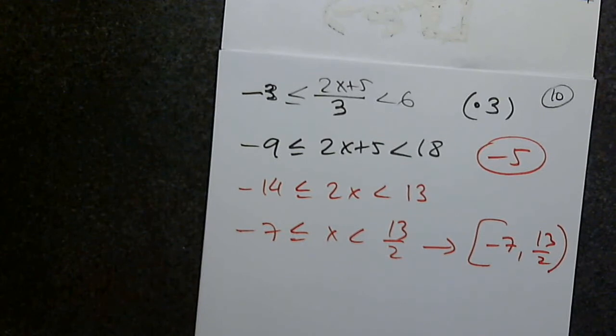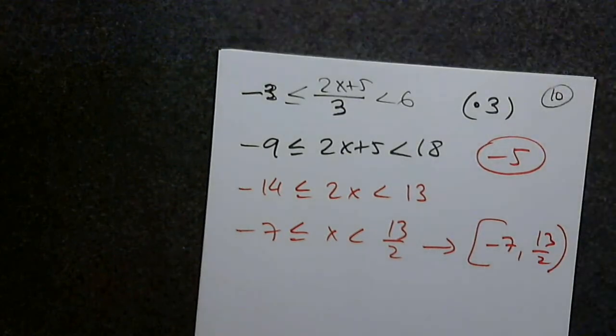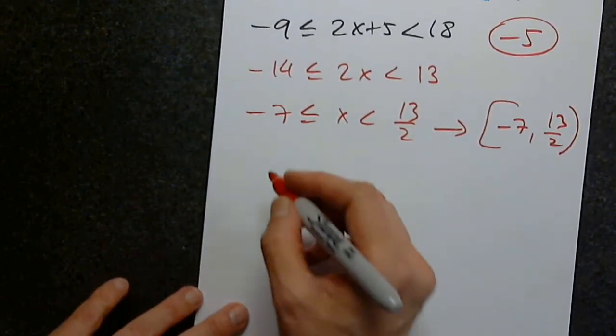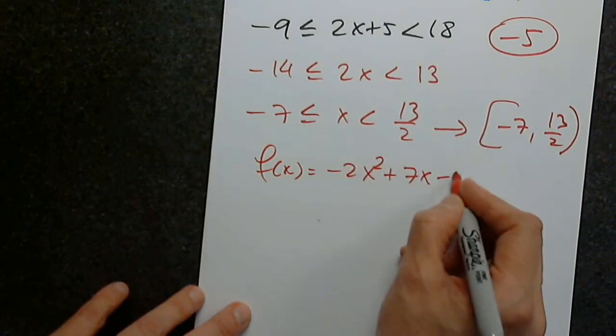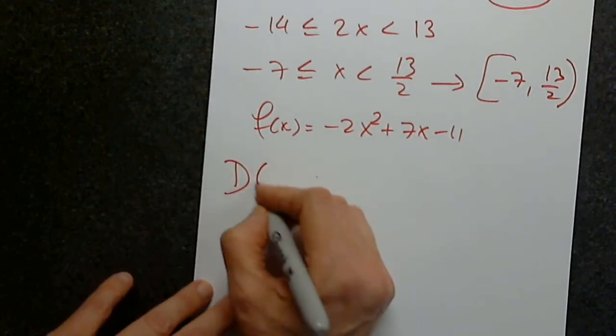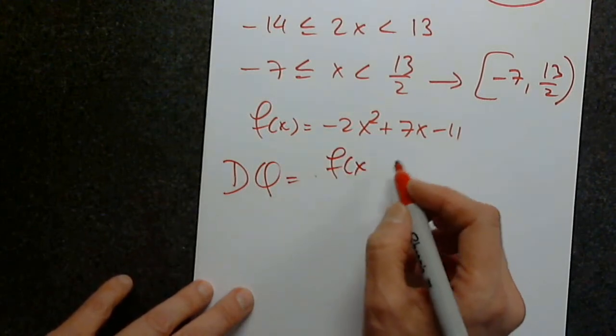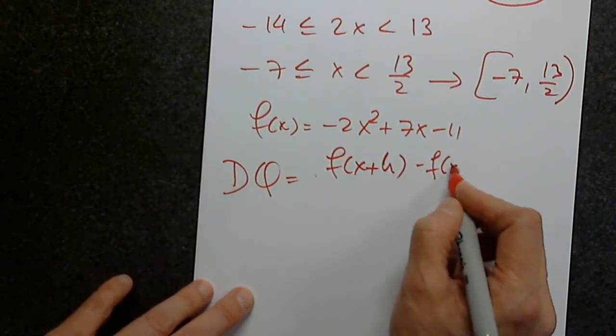Next question. We can go back, we can go forward, whatever you want. Which one? 3. You said 3? Very good. 3, the difference quotient. So we're given a function, f of x equals negative 2x squared plus 7x minus 11. And we're asked to find the difference quotient, which you do not have to memorize. It will be given to you.